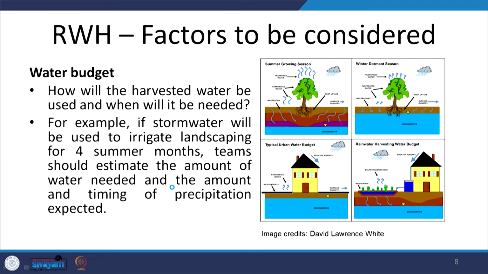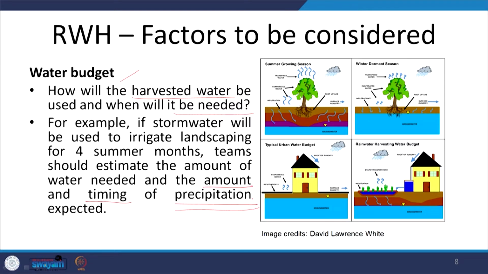So, when we are talking about water budget, we are talking about how much water will be harvested and when it will be needed. So, we need to know what is the actual consumption of water in our building and how much of the water can actually be harvested when the rains are there. For example, if the storm water is there, it can be used to irrigate the landscaping around the site for 4 summer months, and we should estimate the amount of water which will be required for landscaping and simultaneously the amount as well as the timing of the precipitation when the rains will be there.